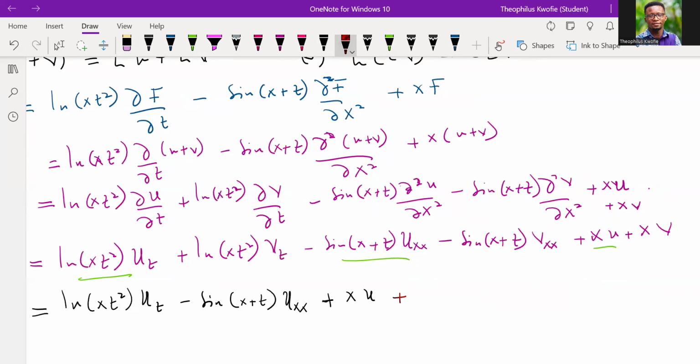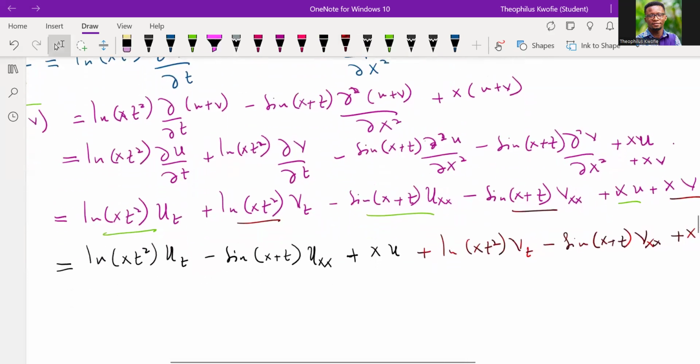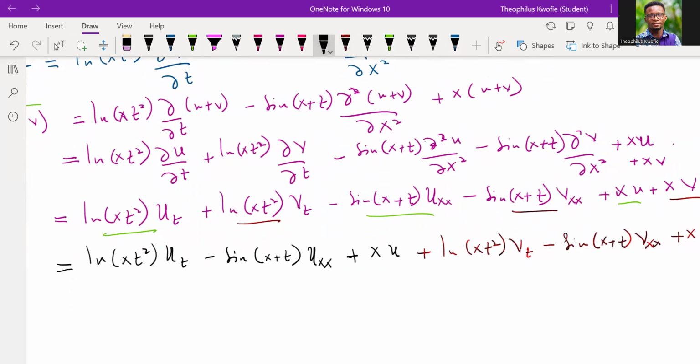Now let's try and group the v. So we have one v here, another v here, and then another v here. Let's also do the grouping of it as well. So we have the ln of x t squared, partial v with respect to t, and finally the sine of x plus t, v_xx, then plus x v. Now over here, what can we say about this? Since everything is in terms of u, this becomes your L u, plus.